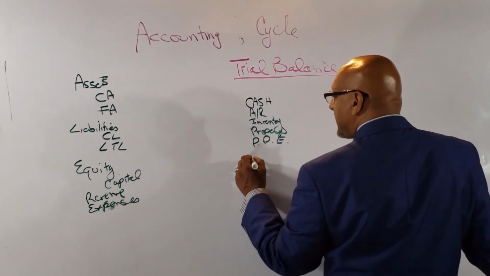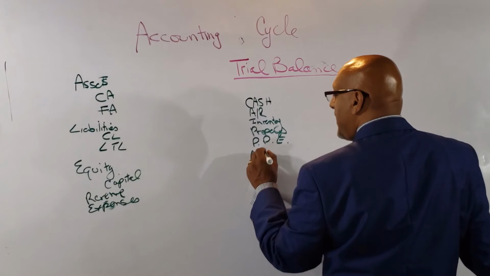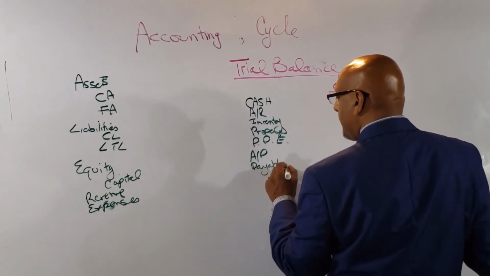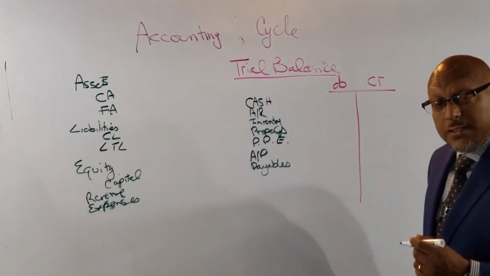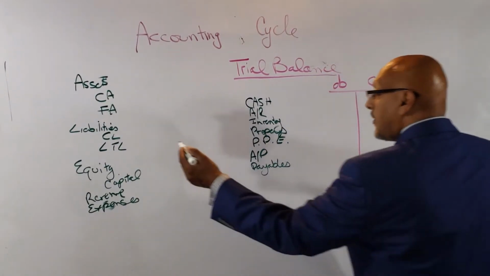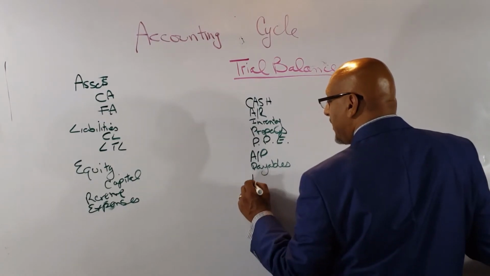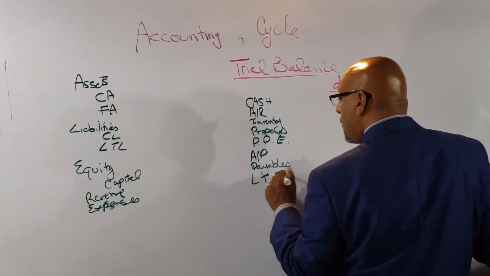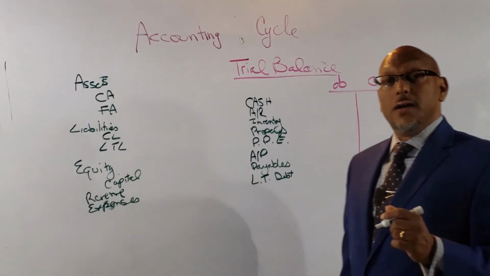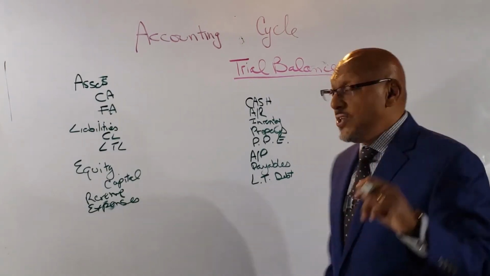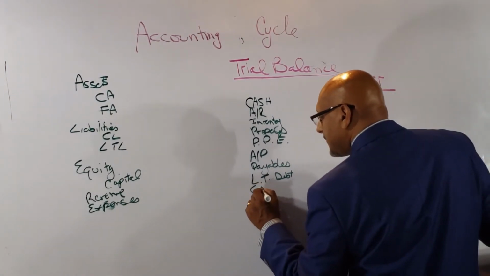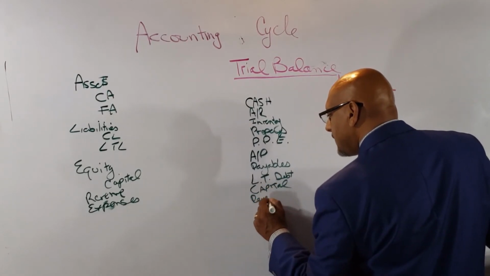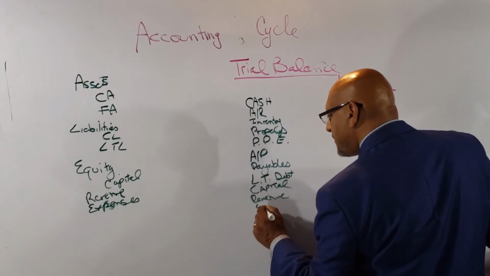Then we have our current liabilities like AP and other payables, like interest payable that we had earlier. Long-term, any long-term debt, I'm going to put LT debt. Or notes, like I said before, we use the word note and debt interchangeably. Then we have our capital. Then we have our revenue. And then all our expenses.